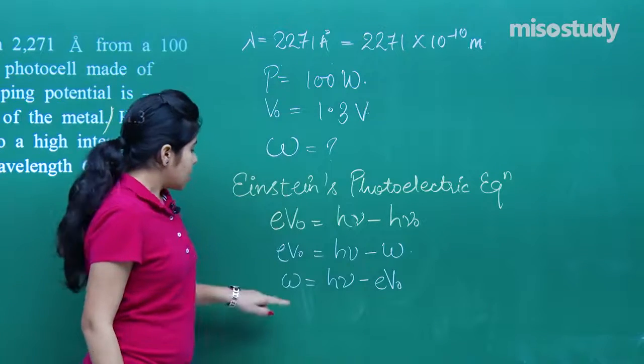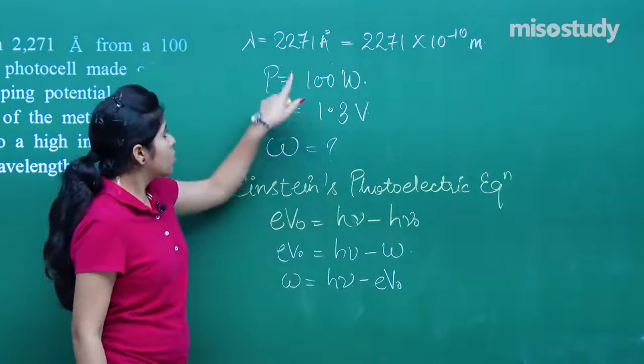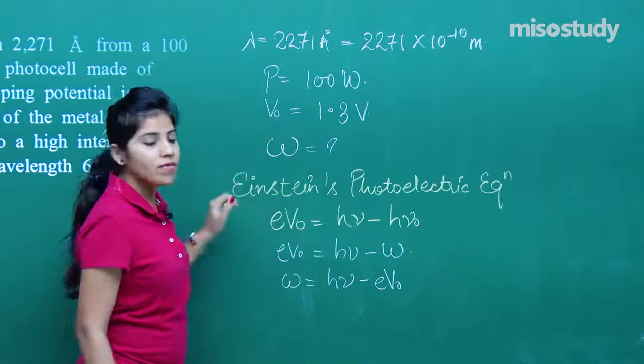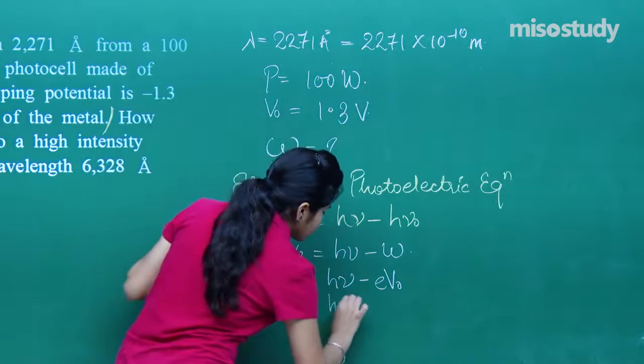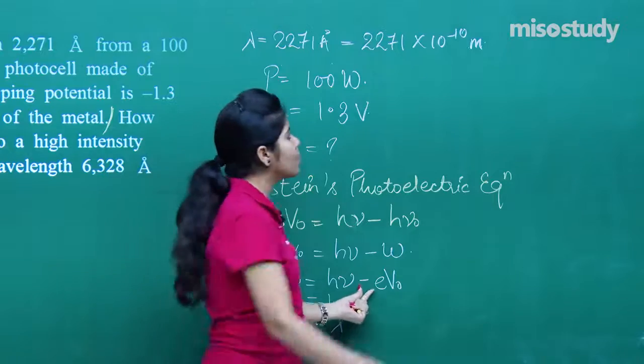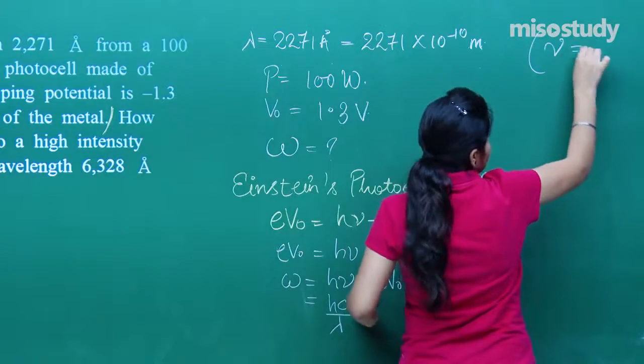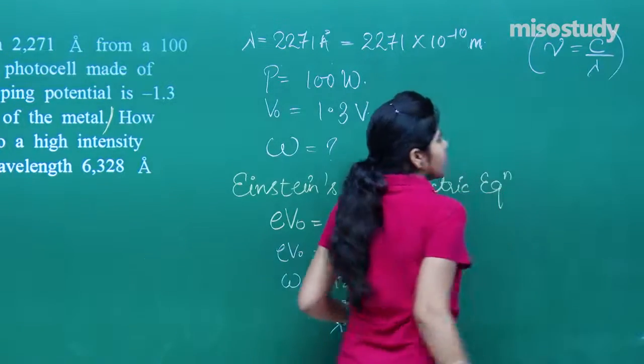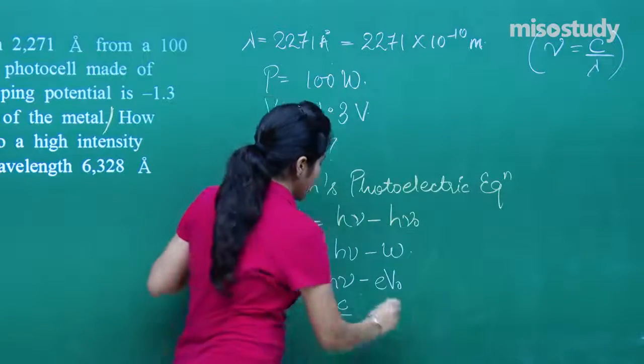Now, h nu. Nu is not given, we have been given the wavelength. So, you can write this as h into c by lambda, because there is a relation between frequency and wavelength. Nu equals c by lambda. You are putting this value over here.